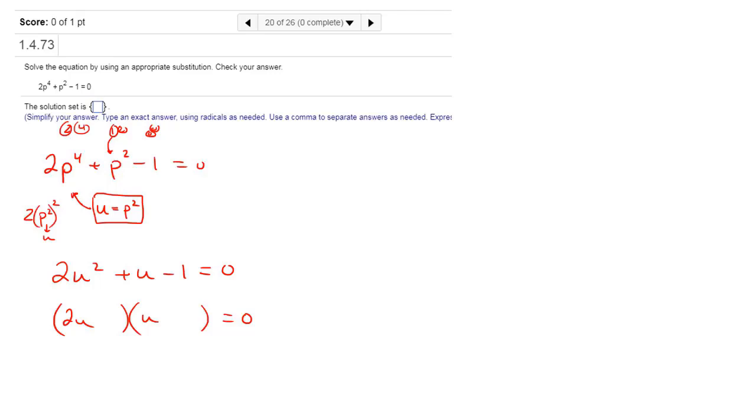2u times u has to be there, and I'm thinking a positive 1 here, that gets me a 2u, and a minus 1 there, that gets me a minus u, so that gets me the u in the middle. Perfect. Okay, solve that. So u, if you add 1 to the first parenthesis and divide by 2, it gets me 1/2, and the other one is a negative 1 if you set equal to 0 and solve.